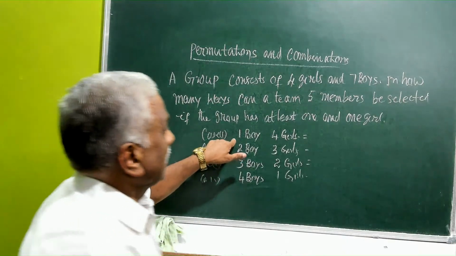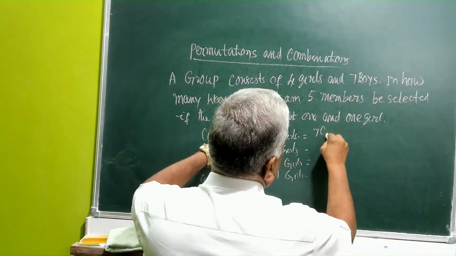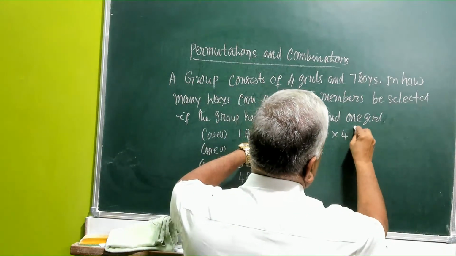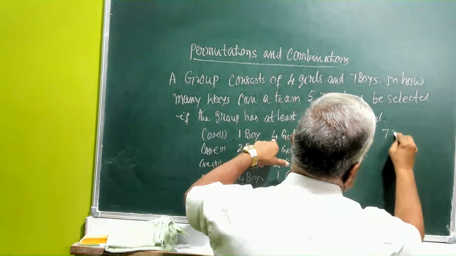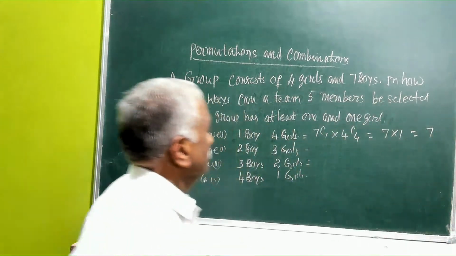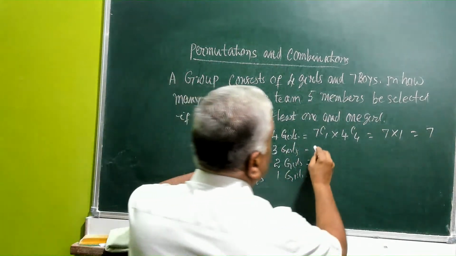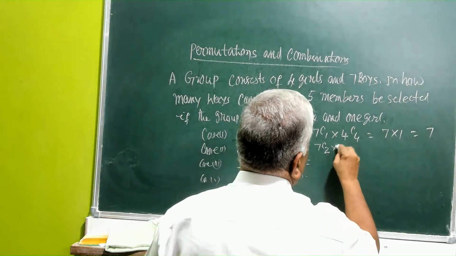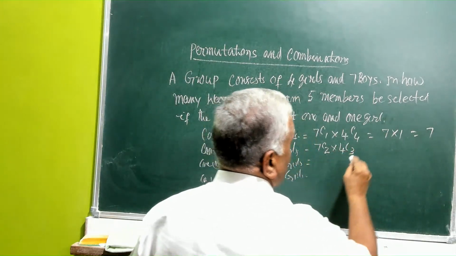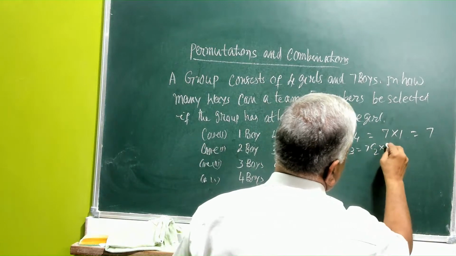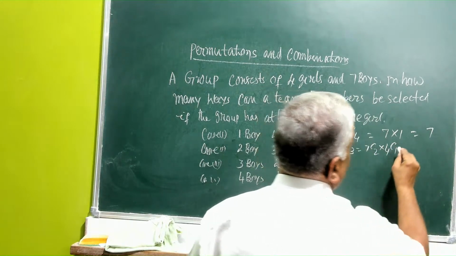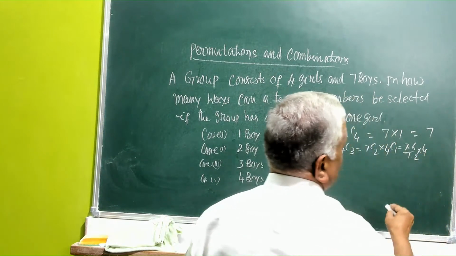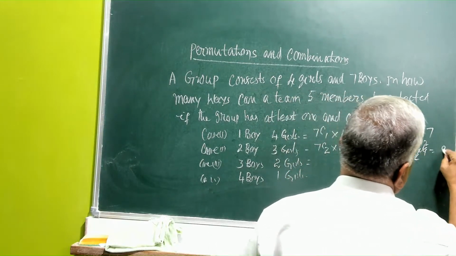Now, 1 boy can be selected from 7 boys in 7C1, and 4 girls can be selected from 4 girls in 4C4. This is 7 into 1, that is equal to 7. 2 boys can be selected in 7C2, and 3 girls in 4C3. See, 7C2 into 4C3, which is 4C1. 7C2 is 7 into 6 by 1 into 2. 4C1 is 4. So this is 84.